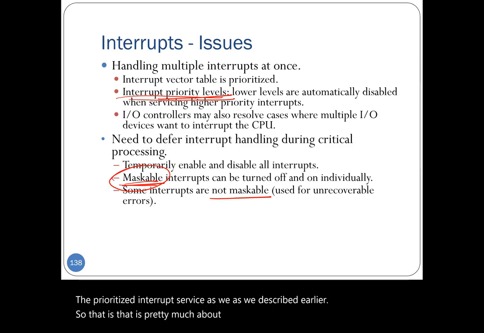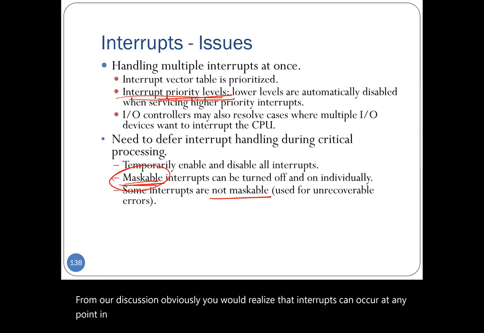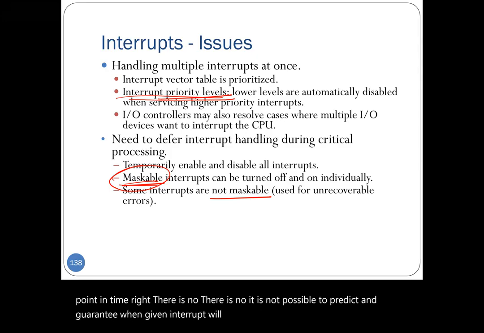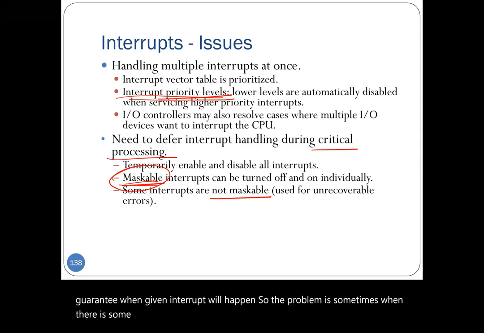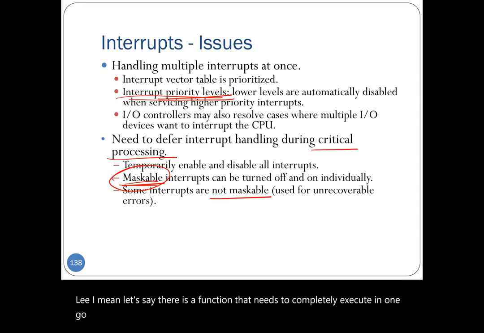There is one more thing I would like to mention here. From our discussion, obviously you would realize that interrupts can occur at any point in time, right? It is not possible to predict and guarantee when a given interrupt will happen. So the problem is sometimes when there is some critical processing going on. By critical processing, imagine there is a piece of code that needs to be executed atomically. By atomically, I mean, let's say there is a function that needs to completely execute in one go with no interruption. Such requirements are atomic execution requirements.